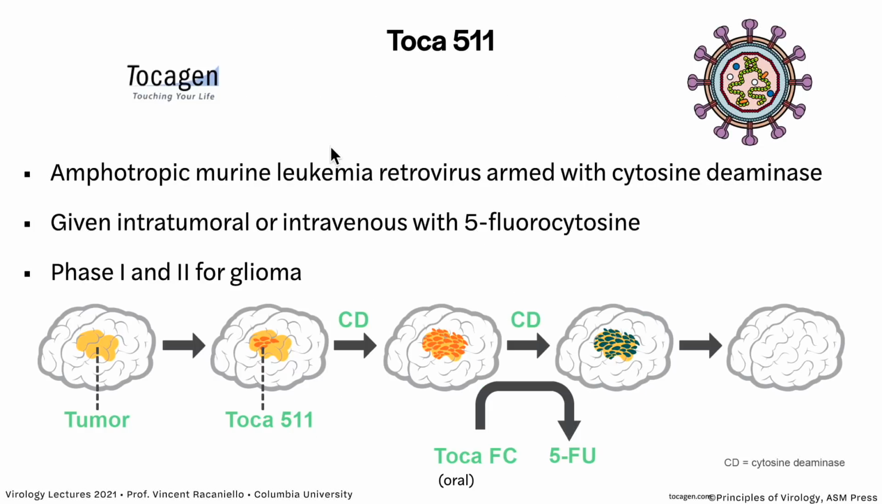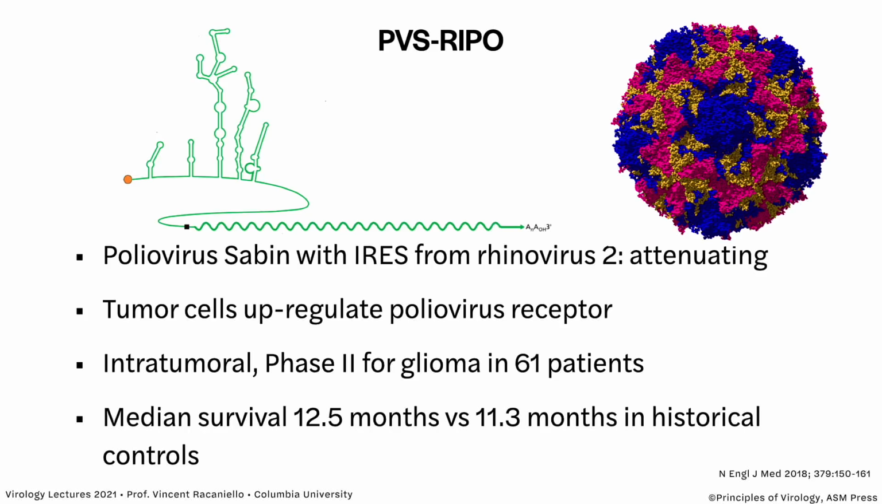And one of those experimental viruses is called TOCA 511. It's a retrovirus where they've put the gene for cytosine deaminase in. What you do is you inject the virus either right into the tumor or intravenously, along with giving the patients 5-fluorocytosine. So the cytosine deaminase is produced in the tumor. The 5-fluorocytosine is converted to 5-FU, and that causes cessation of DNA synthesis. And this is in phase 1 and 2 for gliomas of the brain, which are really hard, of course, to treat.